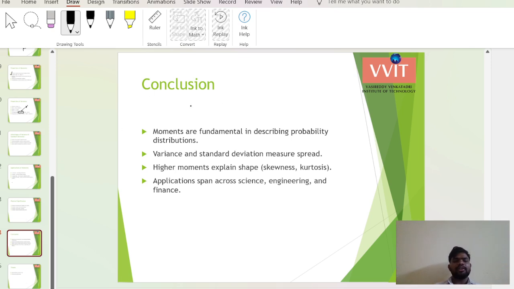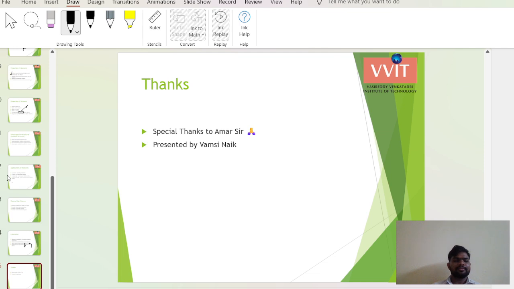Next, we go to the conclusion. Moments are fundamental in describing probability distributions. Variance and standard deviation measure spread. Higher moments explain the shape: skewness is the third central moment and kurtosis is the fourth central moment. Applications span across science, engineering and finance. This is the whole concept.